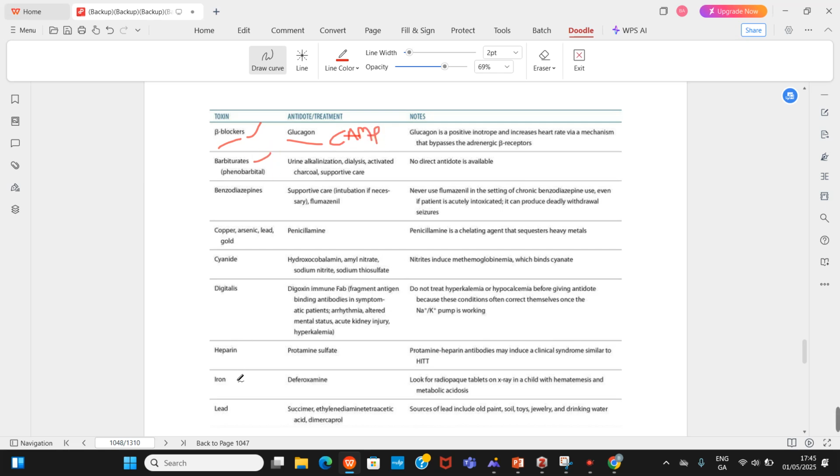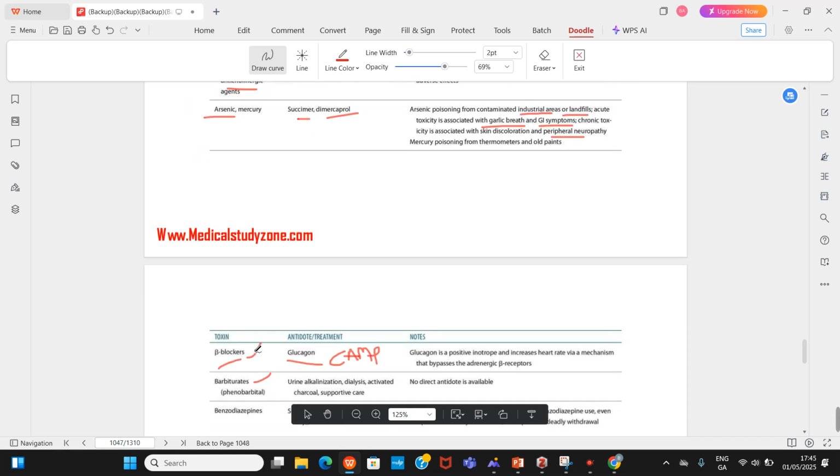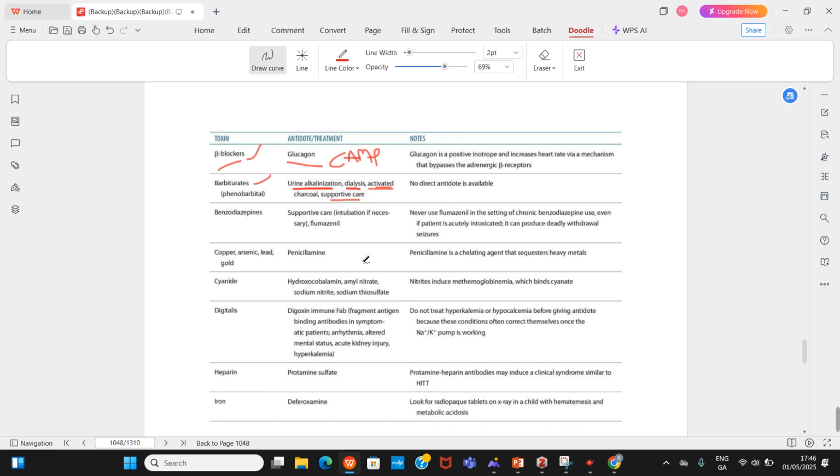Barbiturate and salicylate, the same treatment algorithm. Alkalinize the urine to get them out. You can dialyze, give activated charcoal initially, and provide supportive care. That's just it. Initially, you can give activated charcoal to reduce absorption, alkalinize the urine so that you can excrete them, and place them on dialysis if it's refractory.